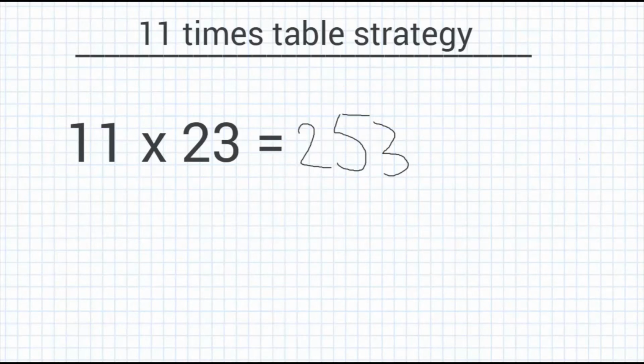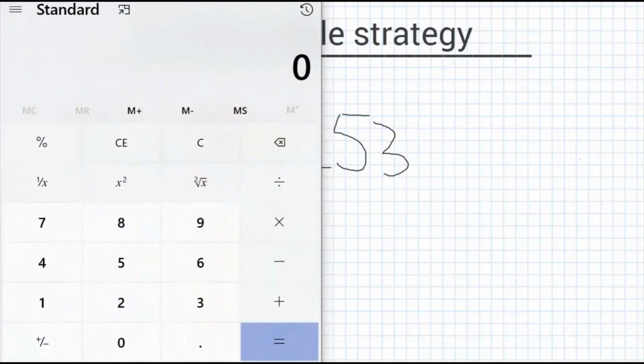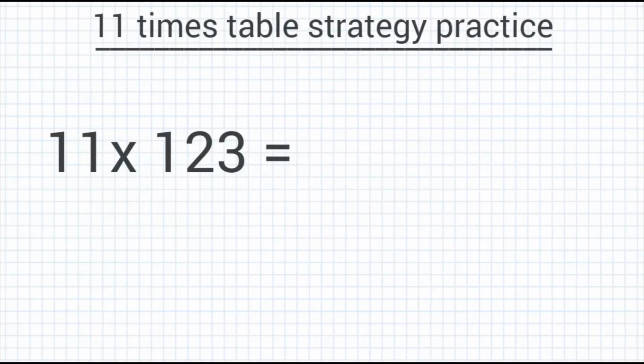253. And just to double check, here's the calculator, and our problem was 11 times 23 equals 253, which is exactly the same thing that we got. Okay, so on to the next practice problem.